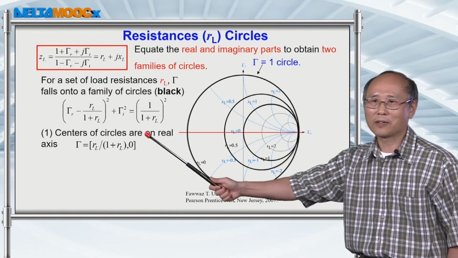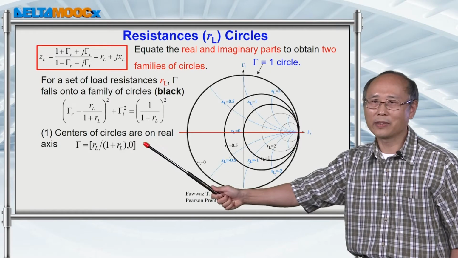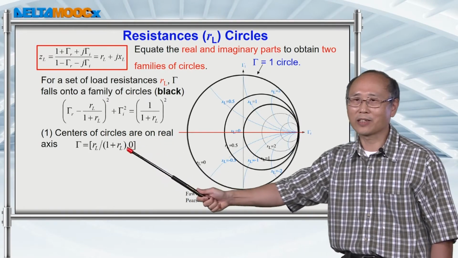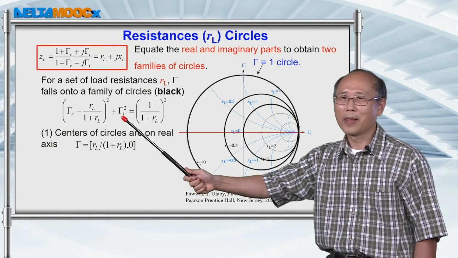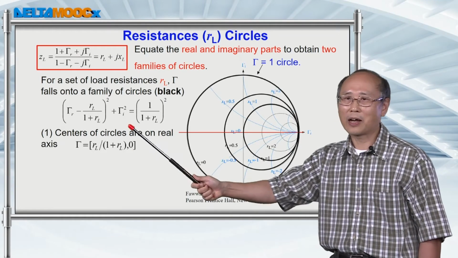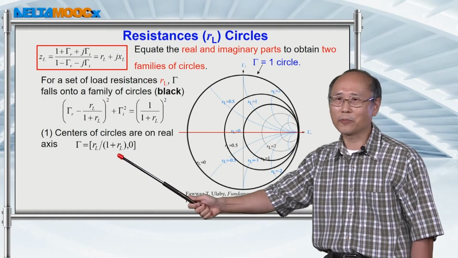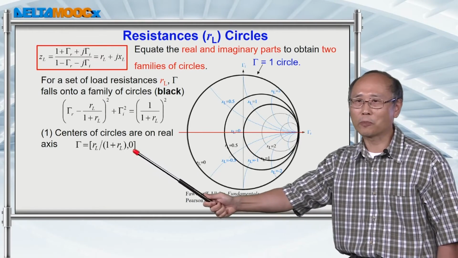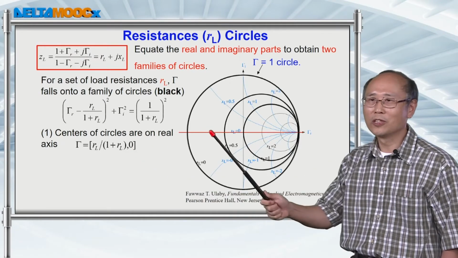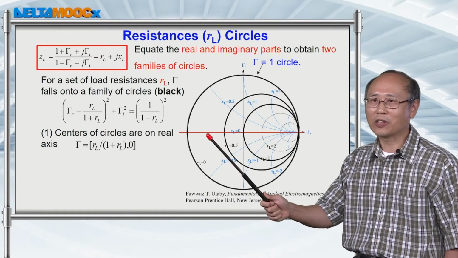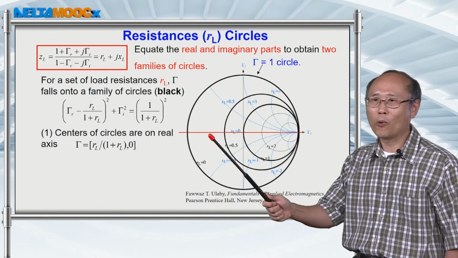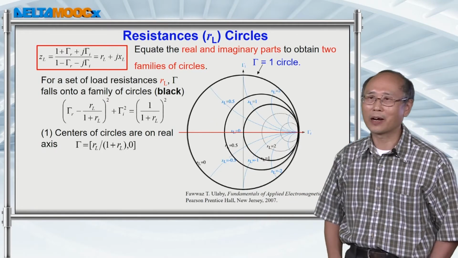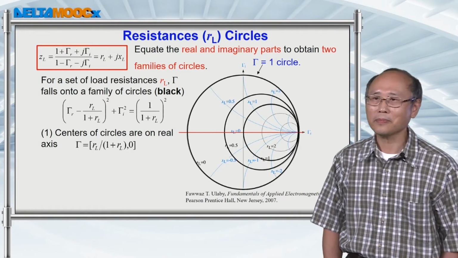So point number 1 tells you that the centers of the circles are on the real axis, because this equation of circles tells you that the center of the circle is located here, and the imaginary part is always 0. So this means that the centers of the circles are always on this red line, which is the real axis of this gamma plot.